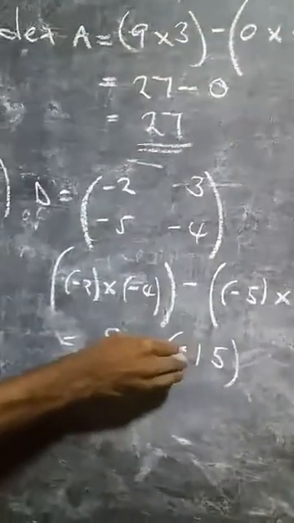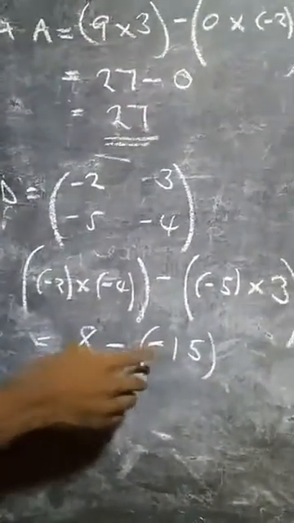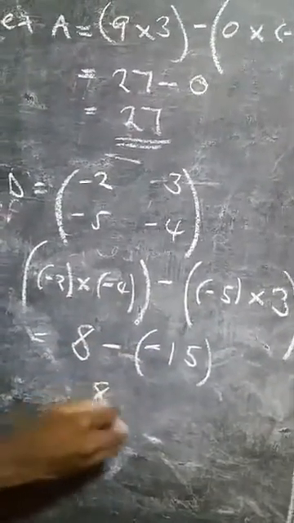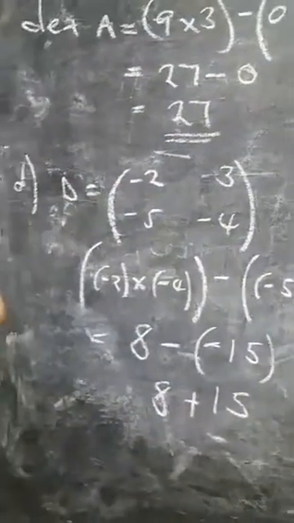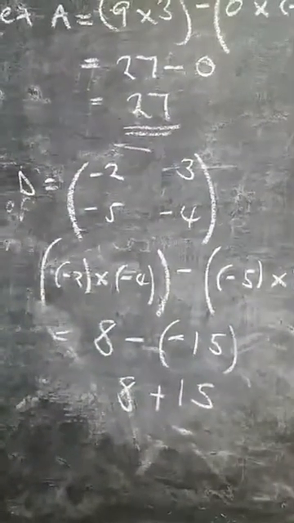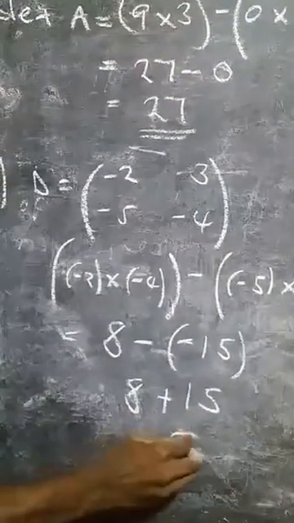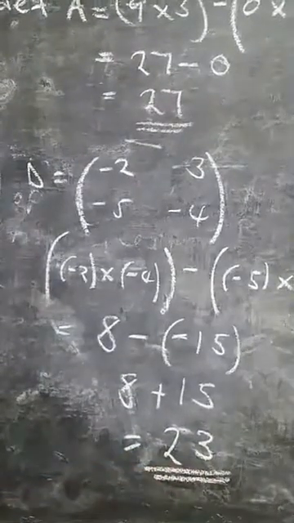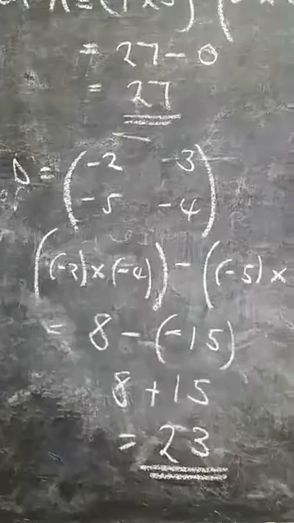So this is an operation, and that is a sign. Negative times negative is a positive. That means it's definitely 8 plus 15. 8 plus 15 is equal to 23.